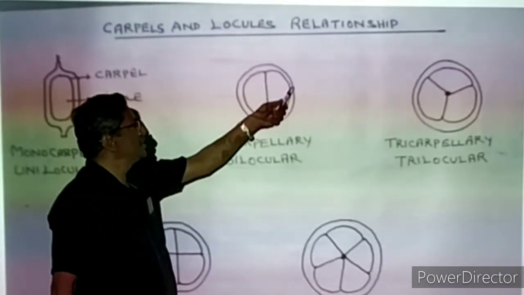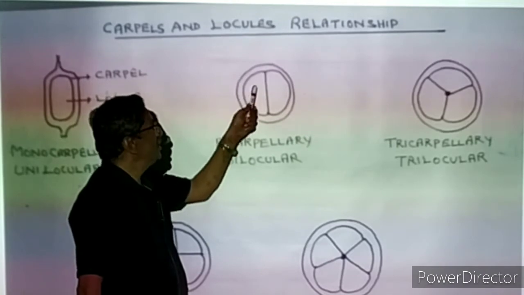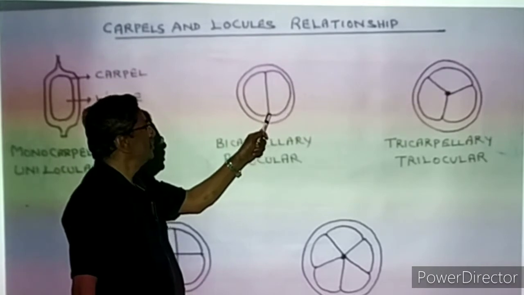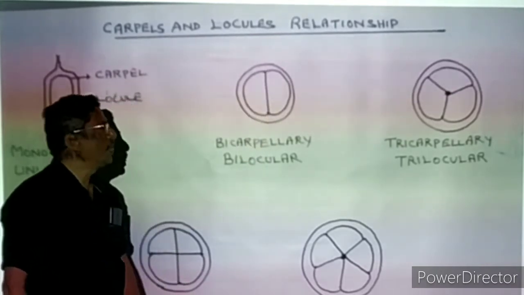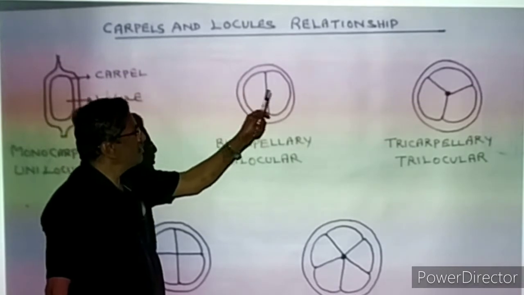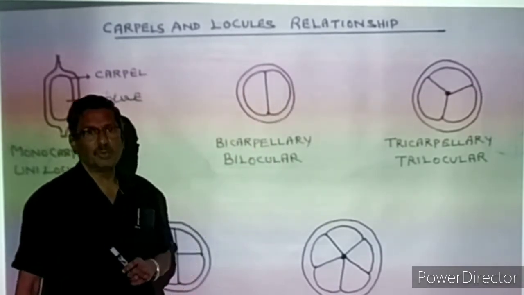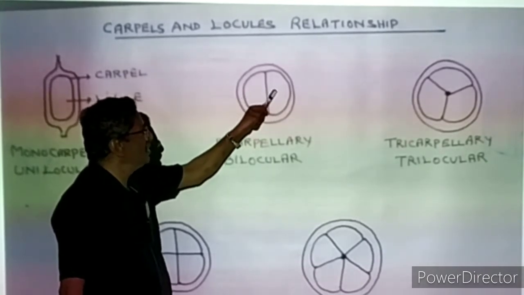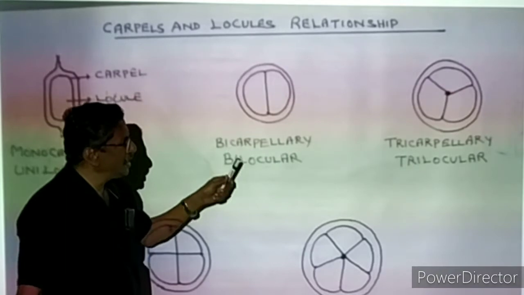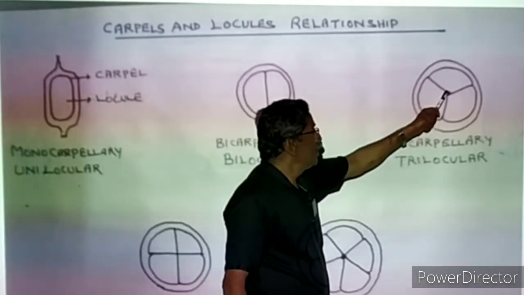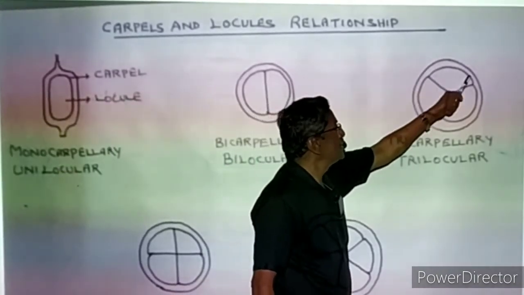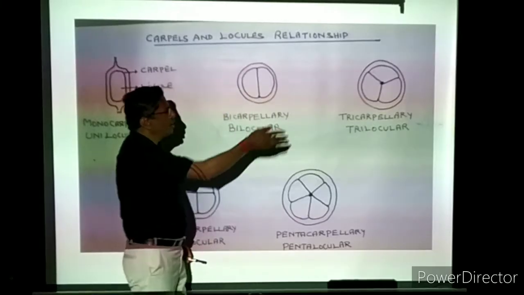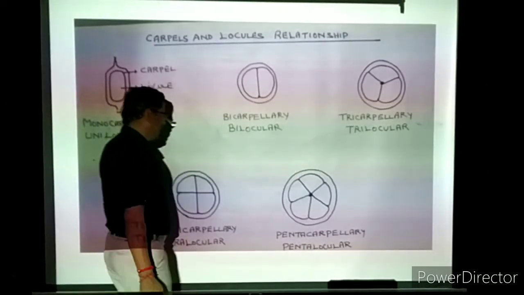Now we have to take this ovary. This is the cross section of the ovary. Inside, this is one green wall, and this is another green wall. Both are touching, fused here. So two carpels are there. Because of the presence of two carpels, it is a bicarpellary ovary. Each carpel is enclosing a big cavity, here one, here one. Two cavities are there. Bicarpellary, bilocular. Similarly, tricarpellary: one carpel, second carpel, third carpel, three cavities. So tricarpellary, trilocular ovary.